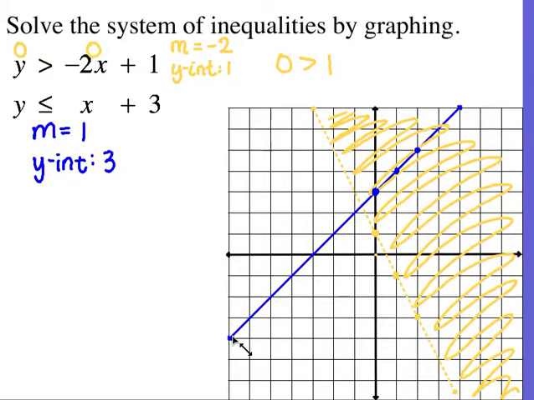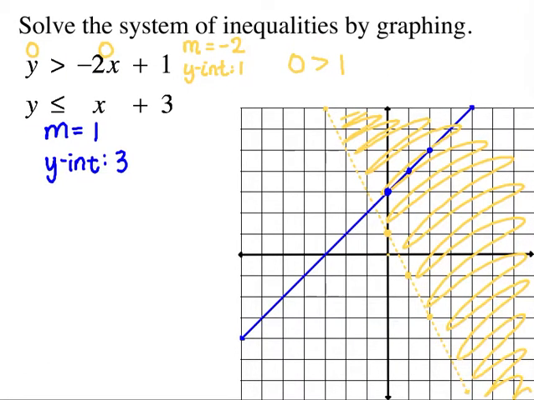Now I need to pick a point on either side of this blue line. Once again, 0, 0 works well. So let's plug in 0 for y and 0 for x. You get 0 less than or equal to 3. Yep, so I'm going to shade on the side with 0, 0, the side with the dot.